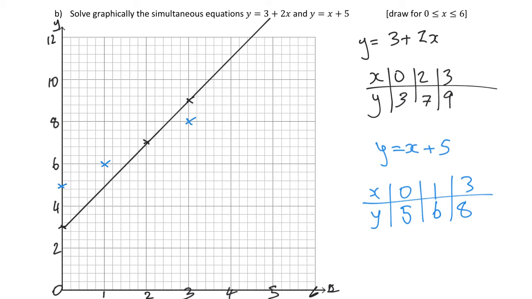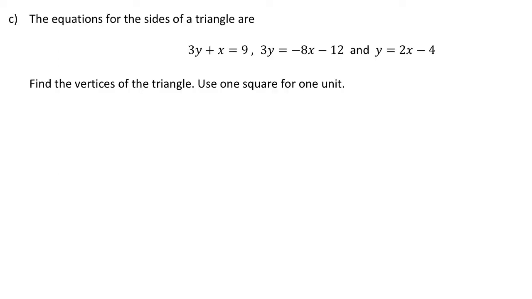And we'll join those up. Example C: the equations for the sides of the triangle are 3y + x = 9, 3y = -8x - 12, and y = 2x - 4. Find the vertices of the triangle using 1 square for 1 unit.